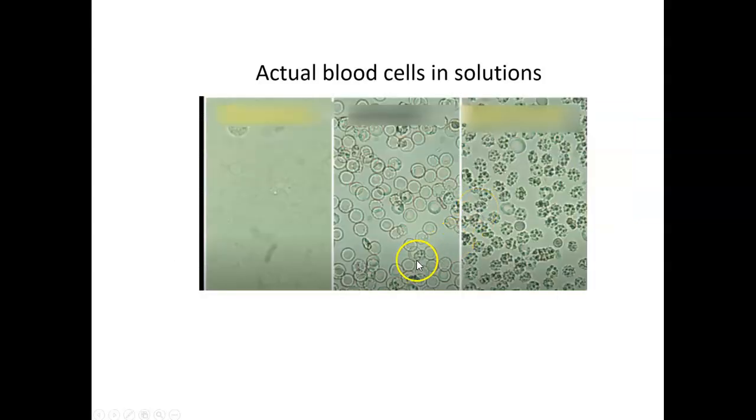Here's a picture of red blood cells taken under a microscope like the one that we see in our lab, in a normal teaching lab. So this is easy for you to see under the microscope. See if you can figure out which of these cells are in an isotonic solution, which are in a hypertonic solution, and which are in a hypotonic solution.